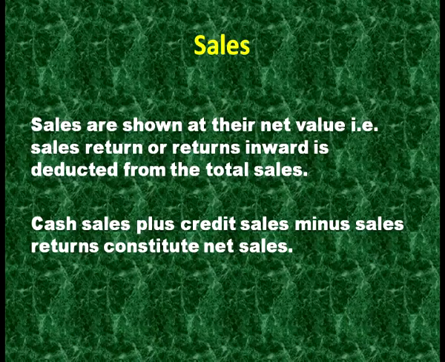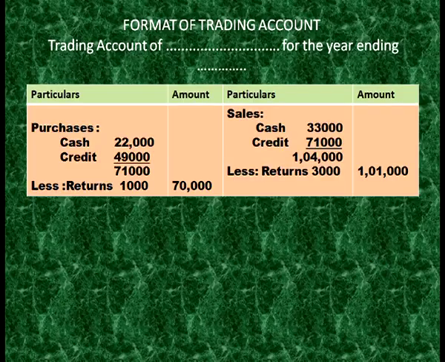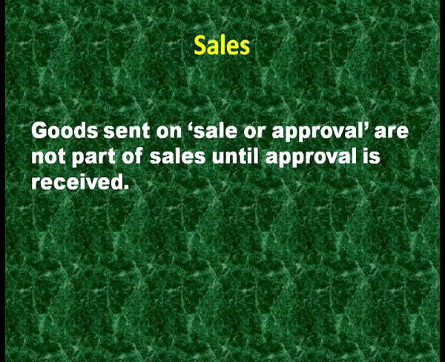Sales are shown at their net value, that is, sales returns or returns inward is deducted from the total sales, and cash sales plus credit sales minus sales returns constitute the net sales. You can see how it is shown or depicted in the trading account credit side. Cash sales is shown, with that the credit sales is added. From both the things, the sales returns is subtracted, which gives you the net sales, which is 1,01,000. Goods sent on sale or approval are not part of the sales until the approval is received.